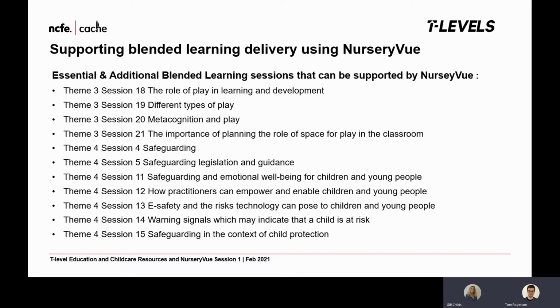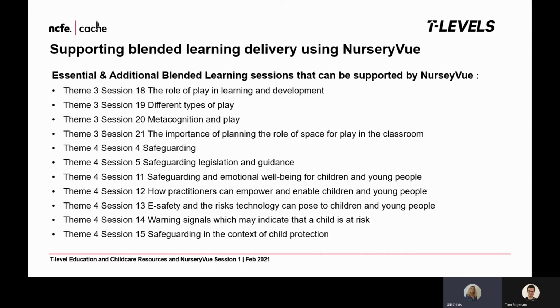To support the core delivery of the Education and Childcare T-level, we have produced additional and essential resources directly aligned to the requirements of the new technical qualification. Both the additional resources and the essential resources are delivered with accessible features for all learners, including learners with disabilities, and come with a range of customisable features, so you can tailor the package to suit your individual learner needs.